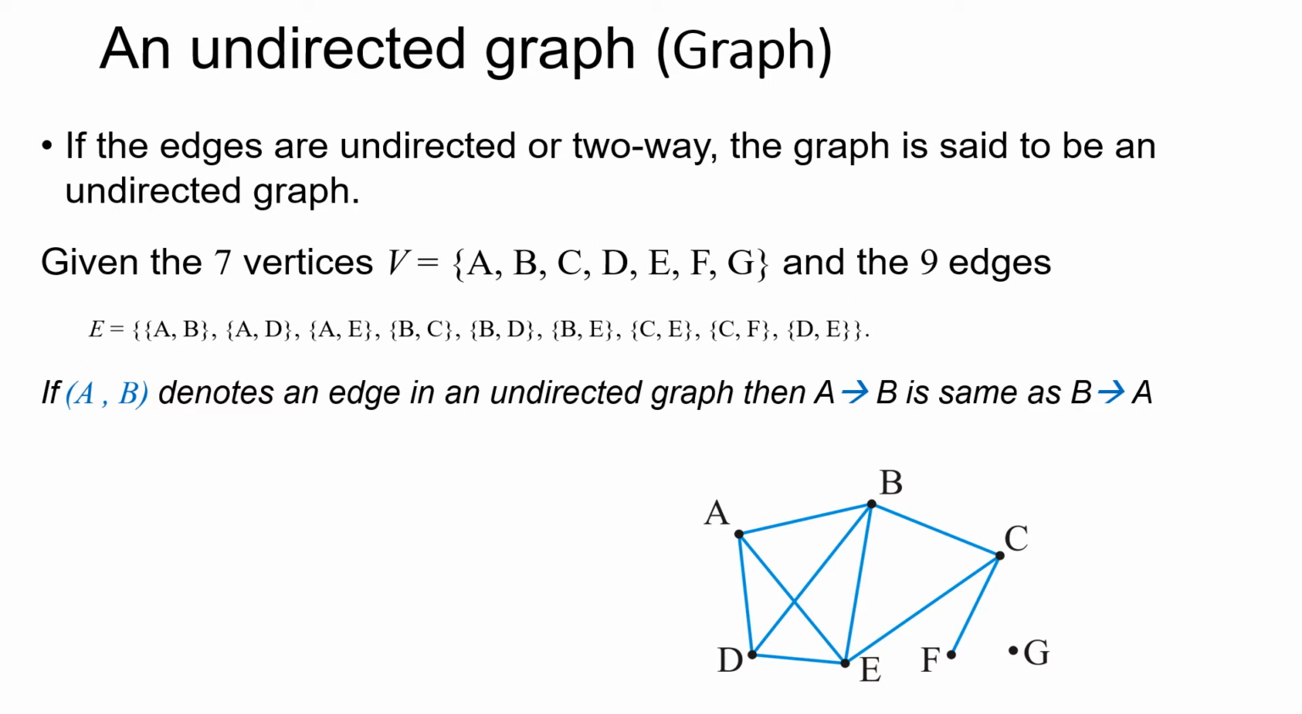An undirected graph is also referred to as a graph or a two-way graph. If the edges are undirected or if it does not mention the direction from one vertex to the other vertex, such a graph is known as an undirected graph. In the given example of graph with 7 vertices and 9 edges, none of the edges are mentioned with the direction. If AB denotes an edge in this undirected graph, then A to B is same as B to A.